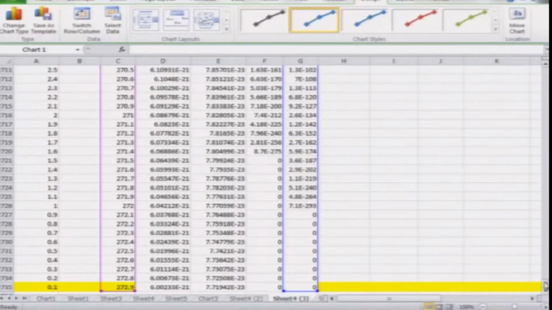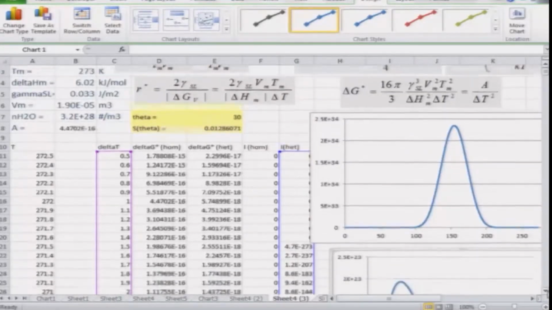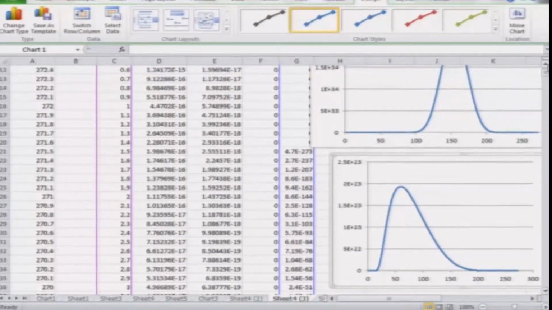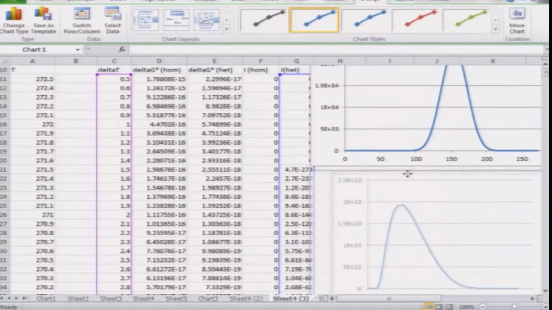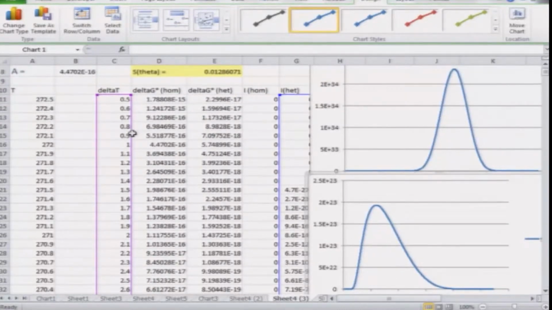Okay, let me go up where hopefully the plot should be, and I have the plot here. Let me try to put as much of it as possible. So you can now see both cases. You can see that the peak has shifted to the left. In fact, the entire curve has shifted to the left. This is for the homogeneous case and this is for the heterogeneous case.